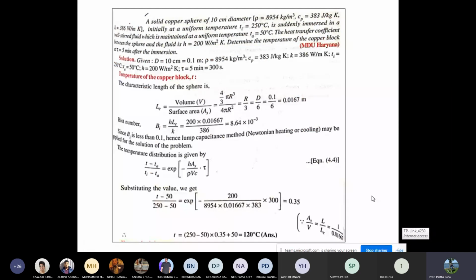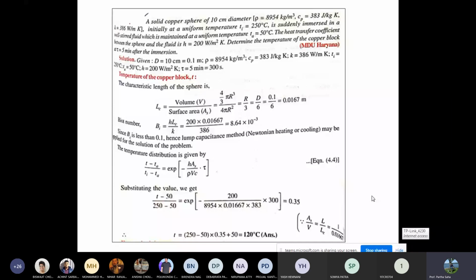Last numerical we will solve for now. A solid copper sphere of 10 centimeter diameter, density 8954 kg per meter cube, Cp 383 joule per kg Kelvin, thermal conductivity 386 watt per meter Kelvin, initially at a temperature Ti of 250 C, is suddenly immersed in a well-stirred fluid, which is maintained at a temperature of 50 C. The heat transfer coefficient between the sphere and the fluid is given as 200 watt per meter square Kelvin. Determine the temperature of the copper block at tau of 5 minutes after the immersion.